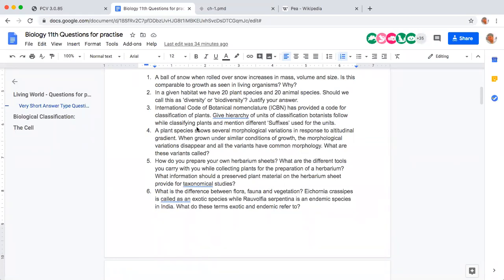Okay, so now let us move on to the next question. A plant species shows several morphological variations in response to altitudinal gradient. When grown under similar conditions of growth, the morphological variations disappear, and all the variants have common morphology. What are these variants called? Is there anyone who can give me the answer for this question? The variants are called biotypes.